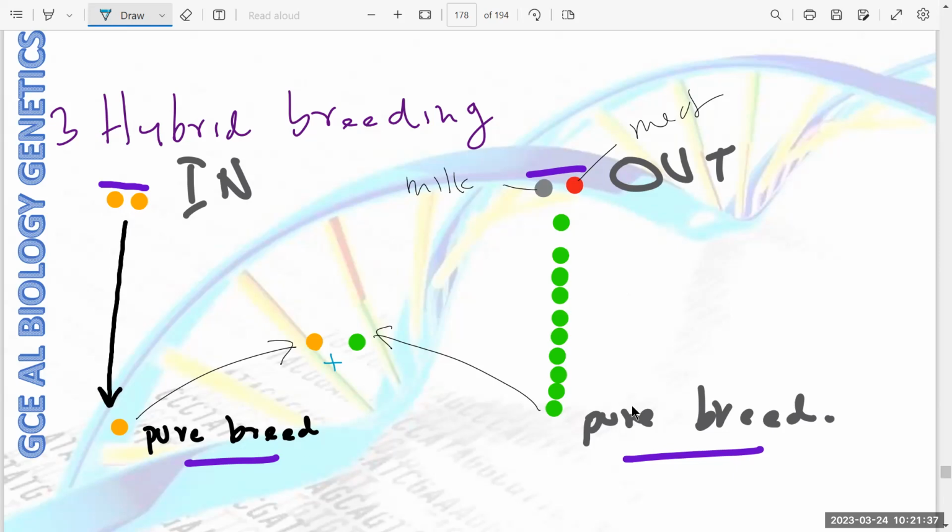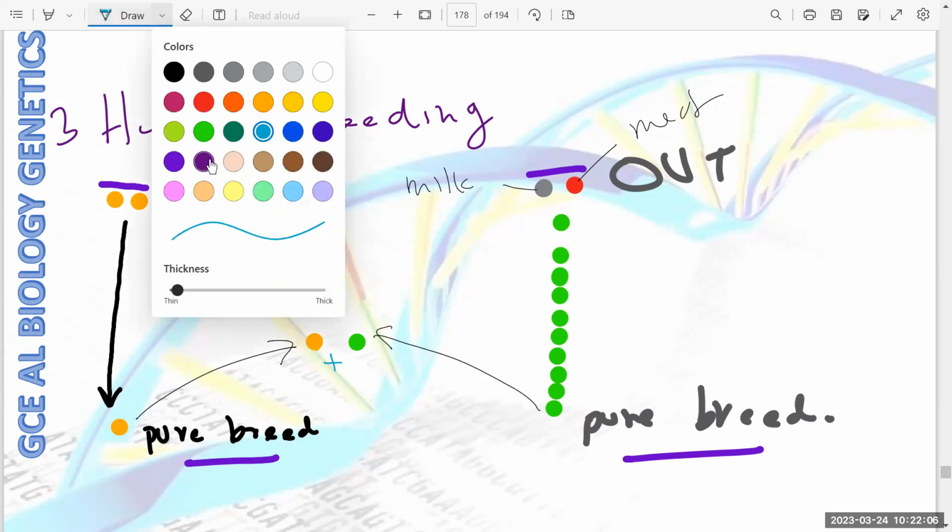Now, what is the reason for mixing two purebreds? Mixing two purebreds is just like having a hybrid car. A hybrid car is one that runs with the battery and also runs with petrol. So it increases the quality. So the hybrid technique is breeding between two purebreds.